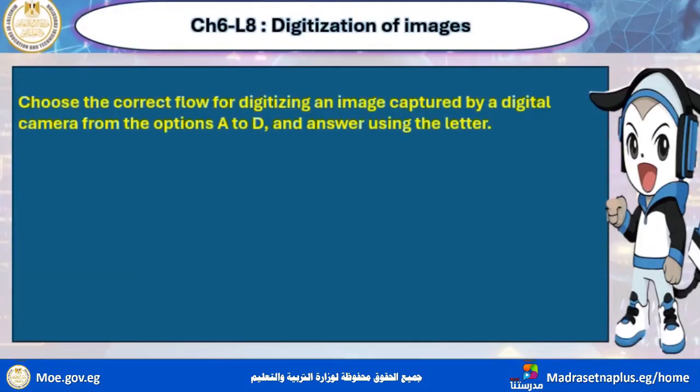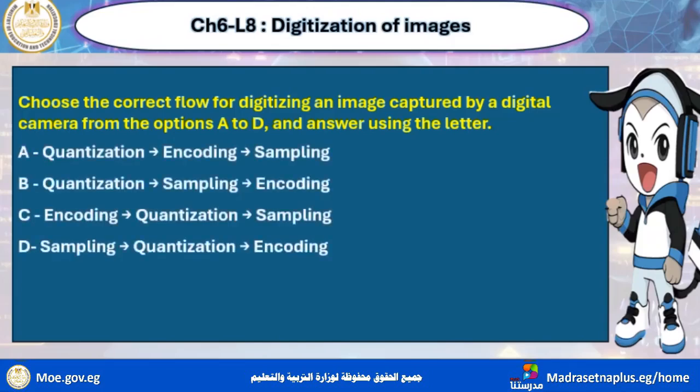The correct flow for digitizing an image captured by a digital camera, which means we have a raster graphic, from options A to D. Answer using the letter. Do you remember the correct arrangement of the steps?